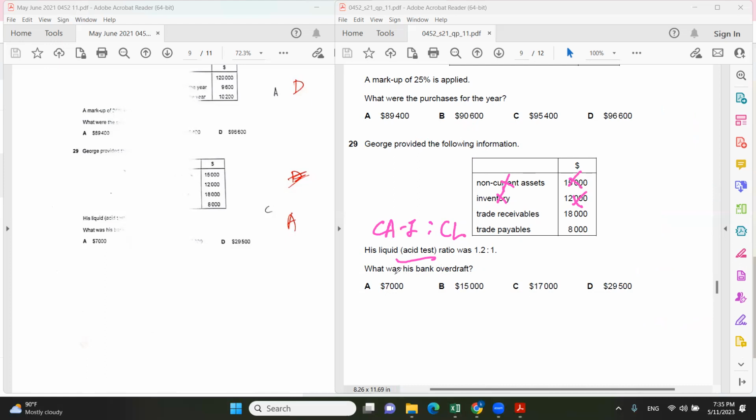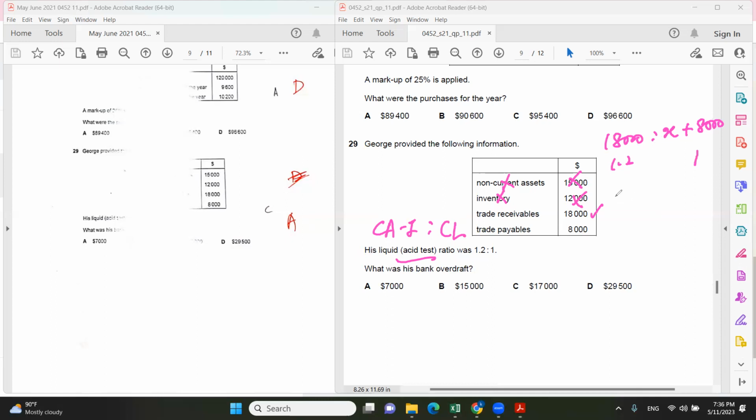So they ask what was the bank overdraft? We only have one trade receivable, which is 18,000. And this one, bank overdraft, we don't know. So this is X plus the trade receivable 8,000. This is 1, this is 1.2. I want to find this one, so I need to take this one divided by this one. Let me see, cross method.